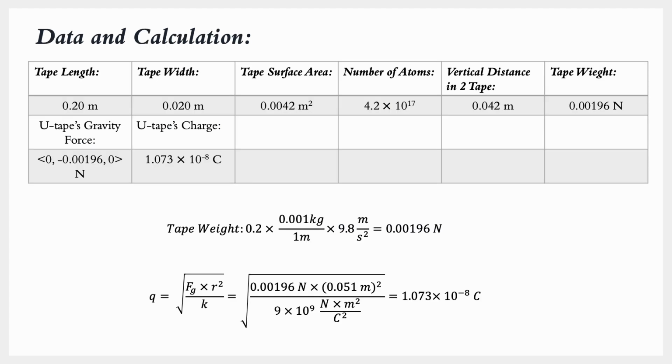Then is the data and the calculation. My data is shown in the graph. Tape length is 0.2 meters, tape width is 0.02 meters, the distance between two tapes is 0.042 meters, the tape's weight is 0.00196 newtons, and the U-tape's charge is 1.073 times 10 to the negative 8 coulombs. The calculation is shown in the slides.